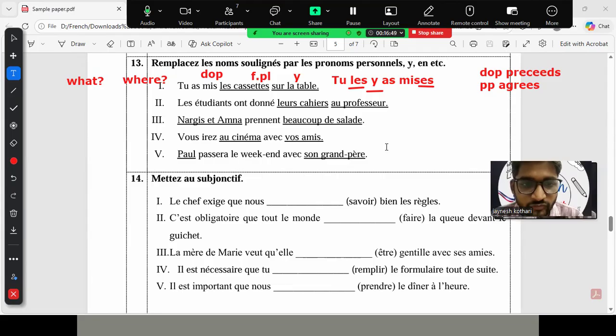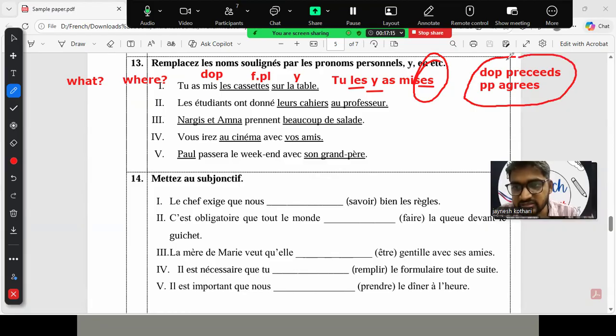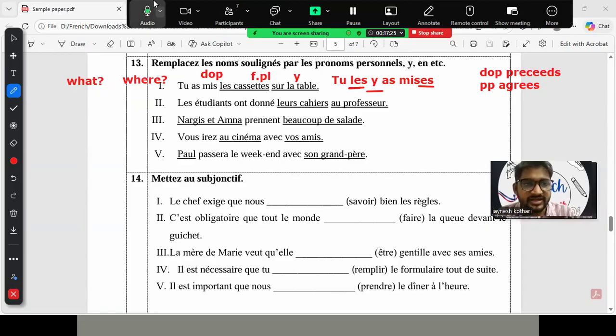Okay, I will repeat one more time. First of all, you should know the English translation: you put the cassettes on the table. Now, you put what? When you ask the question what, that is your direct object pronoun. When you ask the question where, that is your pronoun Y. So both pronouns will come before the conjugated verb. So that is quite easy. The only difficult part is we have to put extra es over here. We don't usually do that. But students, whenever the direct object precedes, the PP will agree. This is one of the rules that you have to learn. Over here in this example, can you see the DOP? LES is preceding, which is feminine plural, and that's why I put extra ES. Anyone has any doubt, please ask me.